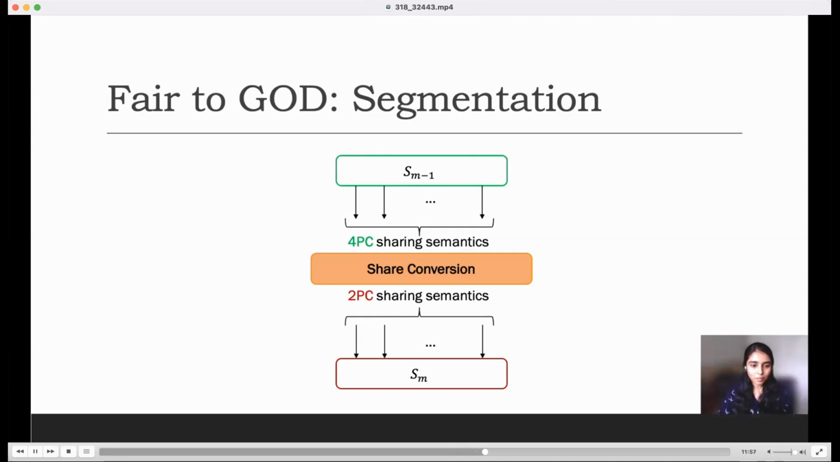Note that once we execute the segment SM with 2PC, all the following segments will be run only with 2PC. So the only rerun that we have done here is for this particular segment SM, which allows us to retain the cost from fair to GOD protocol.